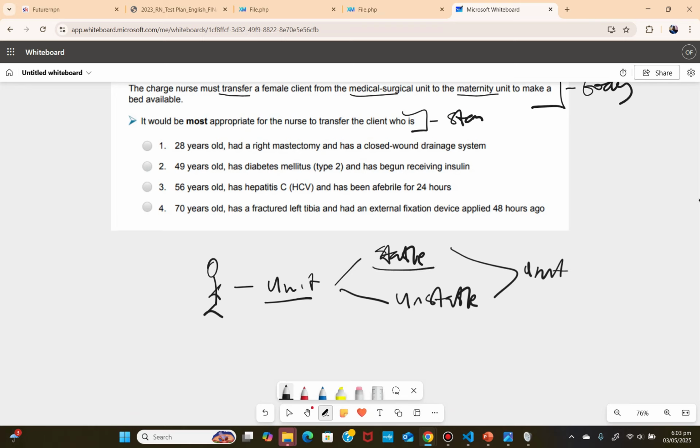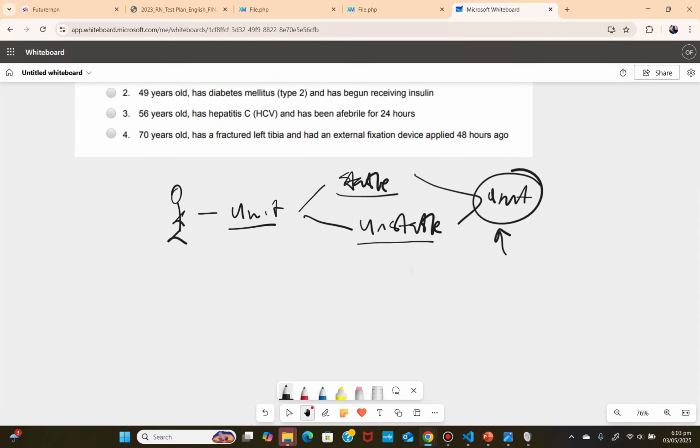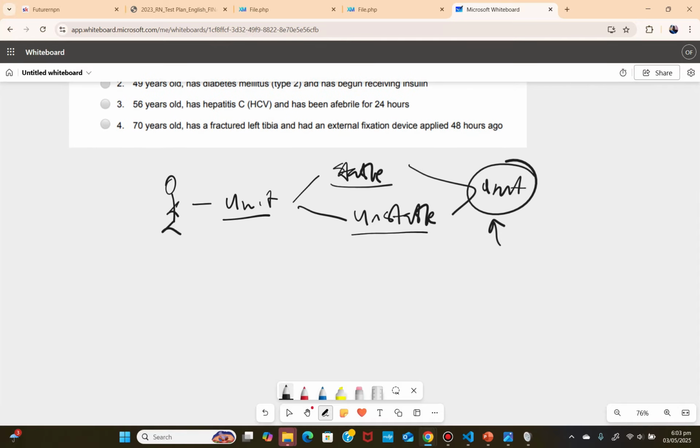Now when you are transferring a stable client, the particular unit we are transferring them to most of the time doesn't matter on the NCLEX exam. But when we are transferring an unstable client, yes, the unit matters. Now we transfer for various reasons, but the most commonly tested on the NCLEX exam is you transfer for further care, and you also transfer to make a bed available. So you need to know this. We transfer for further care, we also transfer to make a bed available.